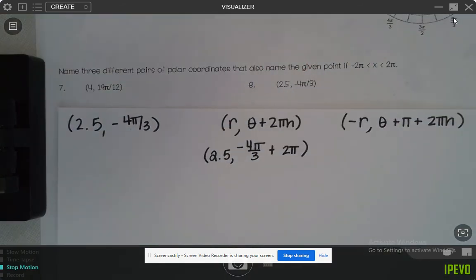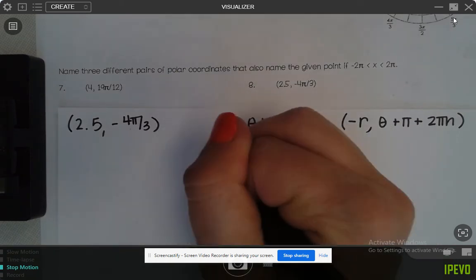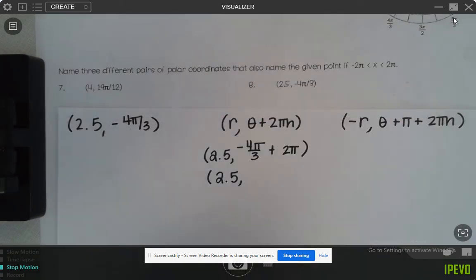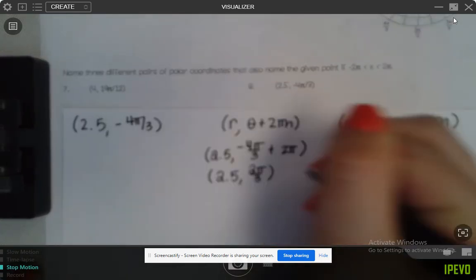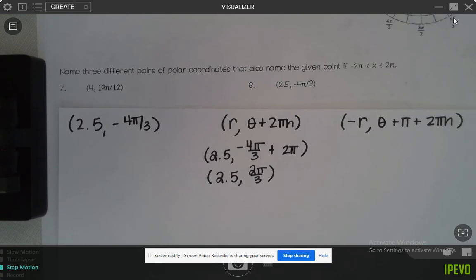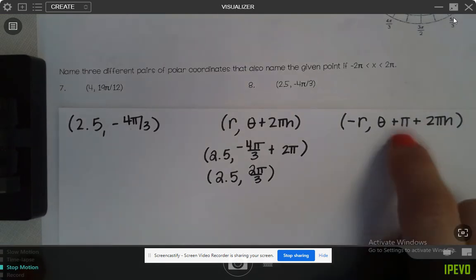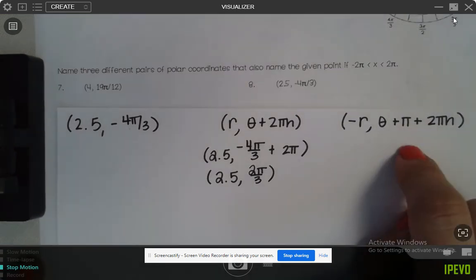Well, what is 2 pi in terms of thirds? 6 pi over 3. So this is going to be 2.5, comma, 2 pi over 3. Does that help clarify that one? Okay. Now, we're going to do this one how many times? Twice. You always do the negative one twice.